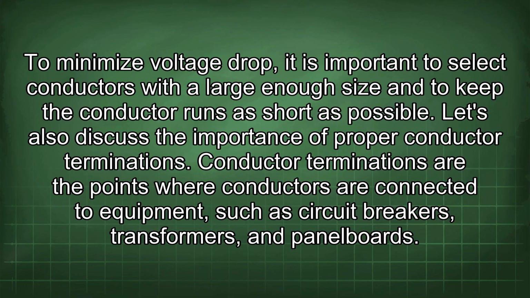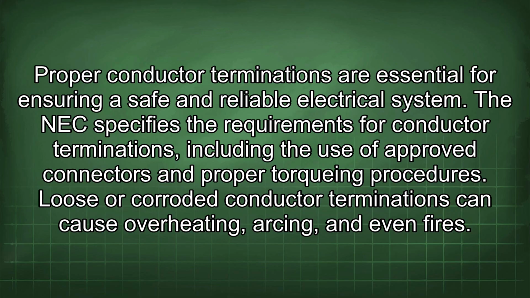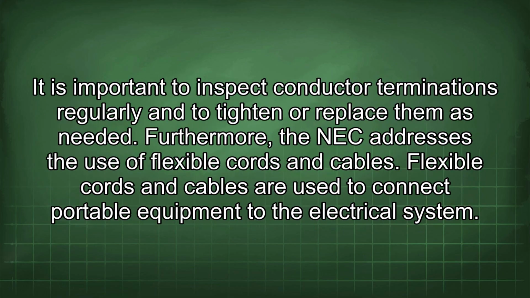Let's also discuss the importance of proper conductor terminations. Conductor terminations are the points where conductors are connected to equipment such as circuit breakers, transformers, and panel boards. Proper conductor terminations are essential for ensuring a safe and reliable electrical system. The NEC specifies the requirements for conductor terminations, including the use of approved connectors and proper torquing procedures. Loose or corroded conductor terminations can cause overheating, arcing, and even fires. It is important to inspect conductor terminations regularly and to tighten or replace them as needed.